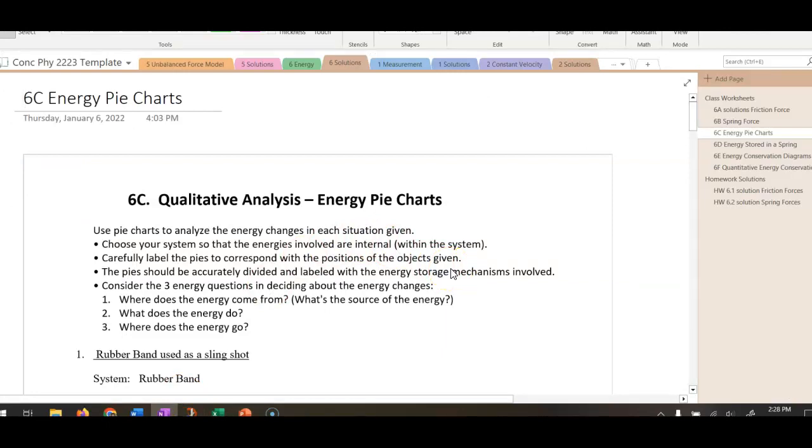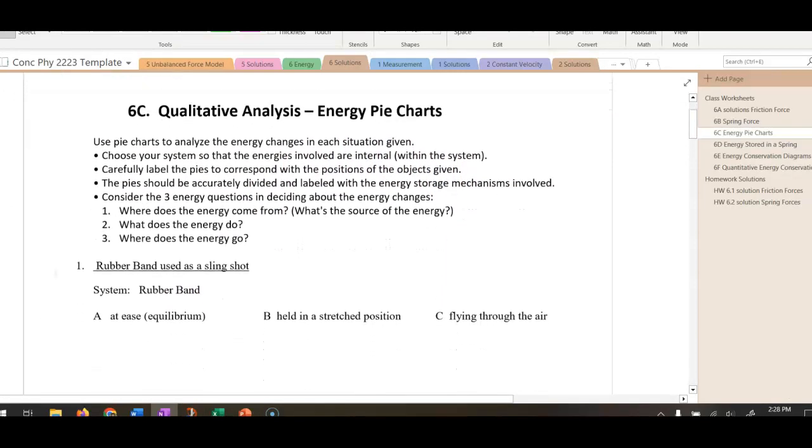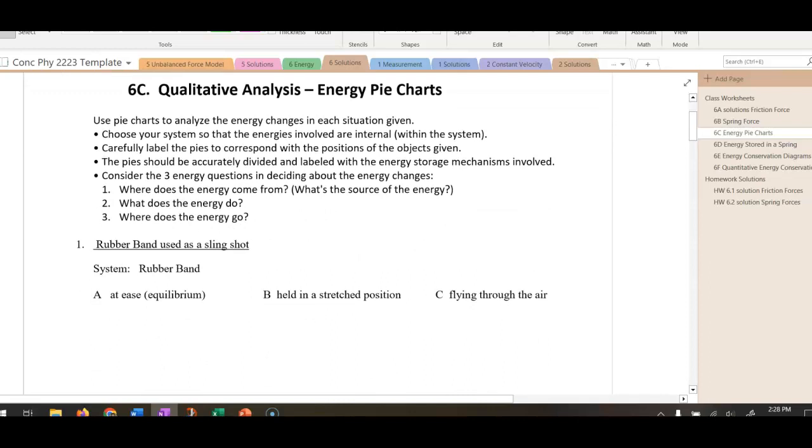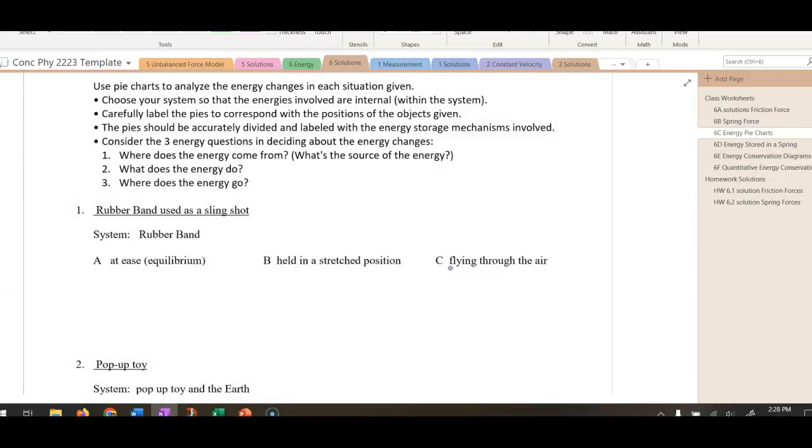So I'm in worksheet 6C. So first let's think about a rubber band, because we've all shot a rubber band before. When you first pick up a rubber band, or it's laying there on your desk, it's not stretched taut, it's just very relaxed and it has kind of a funny shape. It has no real mechanical energy. It's not moving, it's not storing any energy. That's the state. So there is no pie.